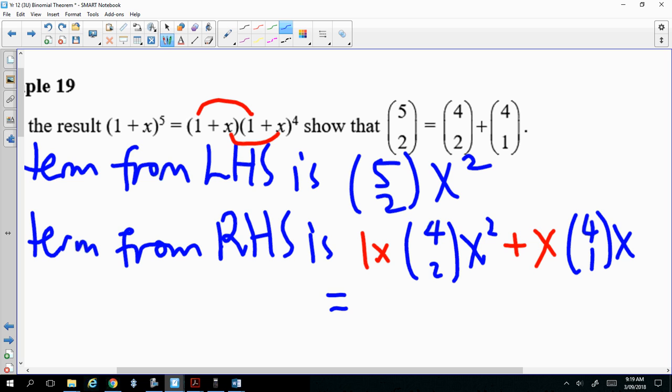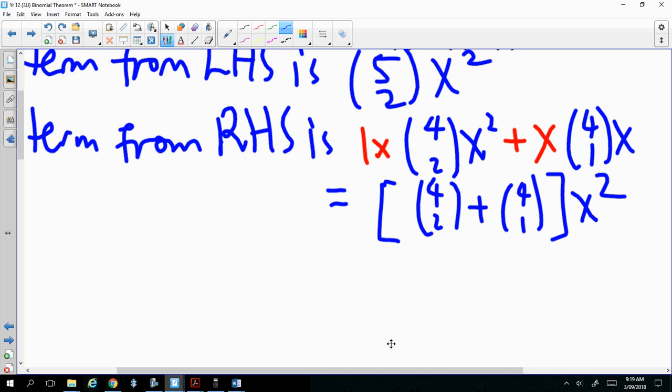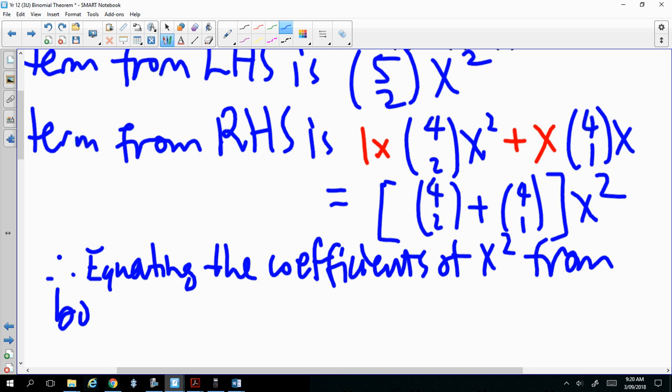And once you do that, you say, therefore, comparing, equating the coefficient of x squared from both sides, we get 5, 2 equal to 4, 2 plus 4, 1. Okay, so it's pretty easy.